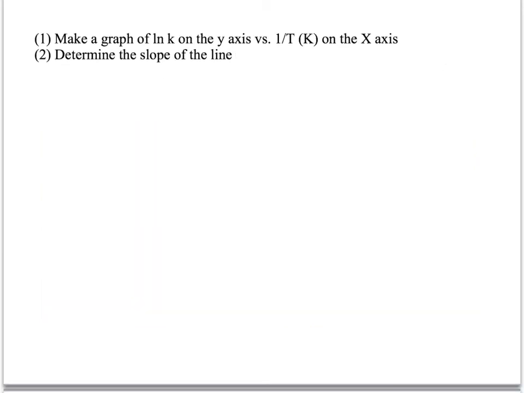The next thing you want to do is make a graph of the natural log of K on the y-axis versus 1 over temperature, which is in Kelvin, on the x-axis. After you've done this, you'd like to determine the slope of the line, which is change in y over change in x. Your y value will be the change in natural log of K, and your x value will be the change in 1 over the temperature in Kelvin. Please do that at this time.